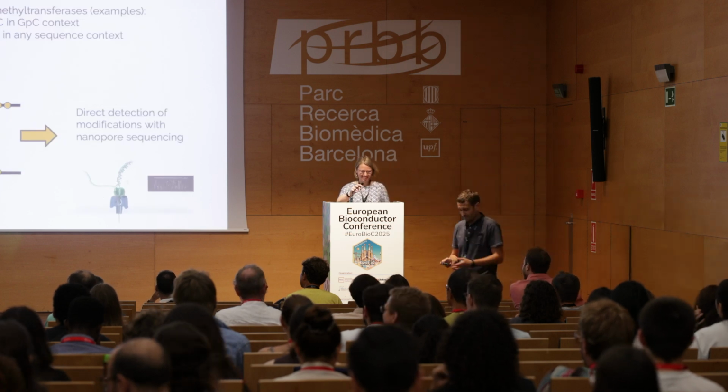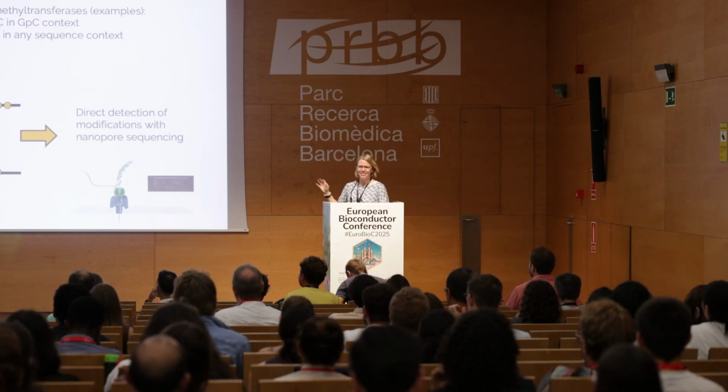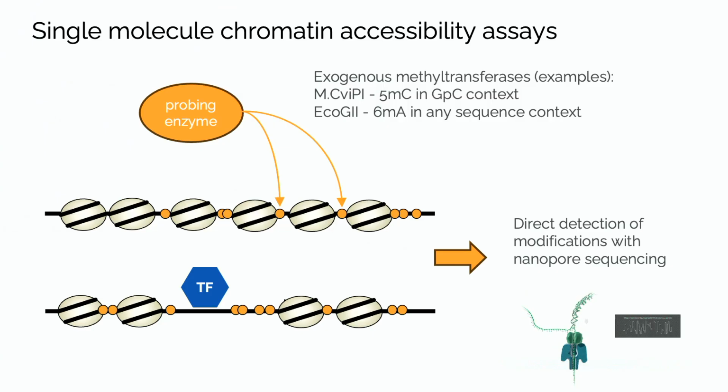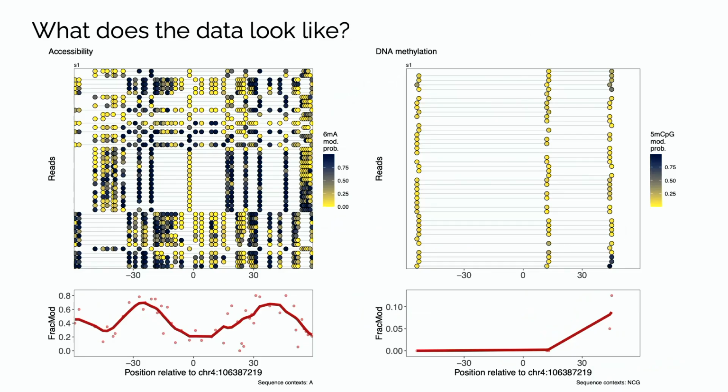Yes. Okay, we were here, right? So we have our single molecule footprinting data, and we concluded that we have both accessibility information and DNA methylation information, and this is what the data looks like. Here we have a small region of the genome. On the x-axis is the genomic position. On the left you have the accessibility data. On the right you have the DNA methylation data.